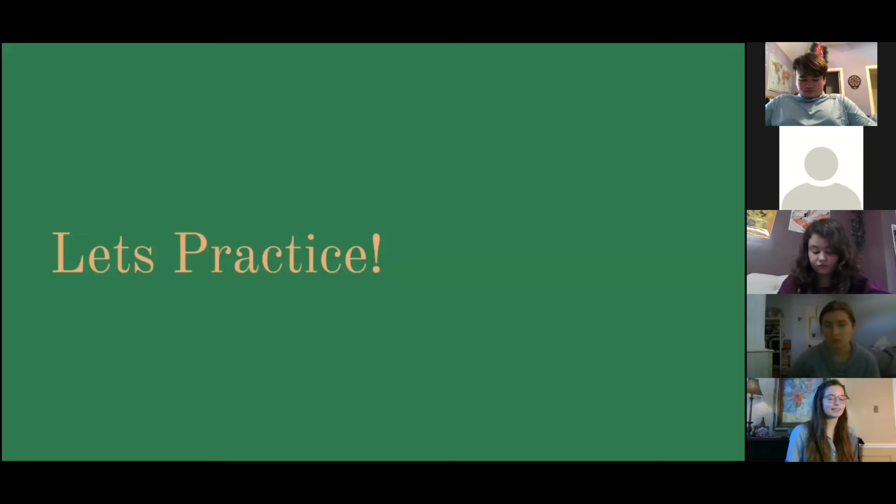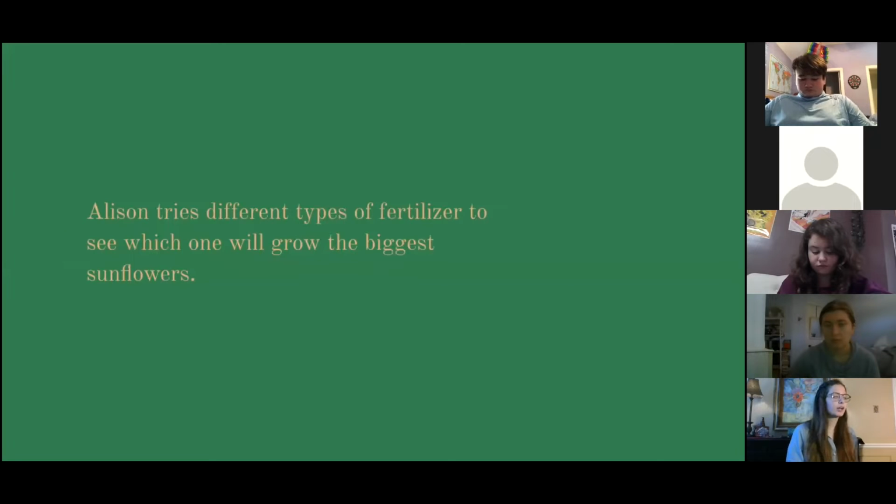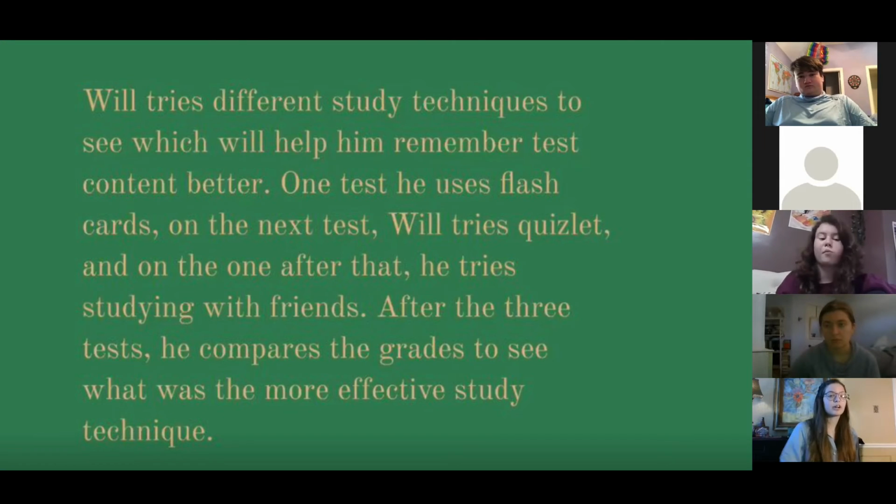So let's practice. Allison tries different types of fertilizer to see which one will grow the biggest sunflowers. Allison, can you tell me the dependent variable in this scenario? When you manipulate the fertilizer, the height of the sunflowers is what changes. So I'm going to say the height of the sunflowers is the dependent variable. Perfect. Now let's try a little bit of a word problem.